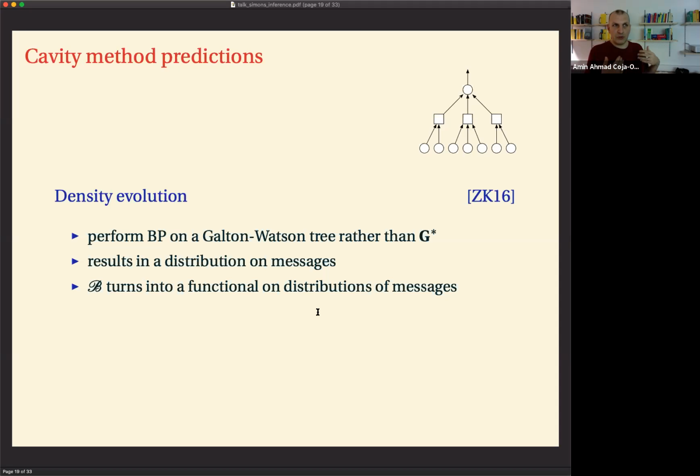And so this results in a probability distribution on messages. In other words, in a probability distribution on probability distributions on values for your variables. And when you do this step of abstraction, what happens with the Bethe free energy is that it turns into a functional on the space of probability measures on messages. Anyway, this is all worked out beautifully in this article by Lenka and Florent from 2016.